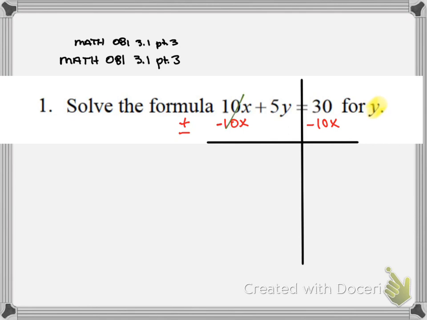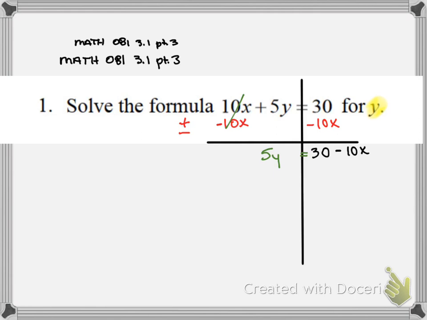So we have 5y is equal to, so what is 30 minus 10x? Hopefully you realize 30 and 10x are not like terms. So we cannot combine them. There's nothing I can do with the expression 30 minus 10x. I just gotta leave it alone. That's all I can do.